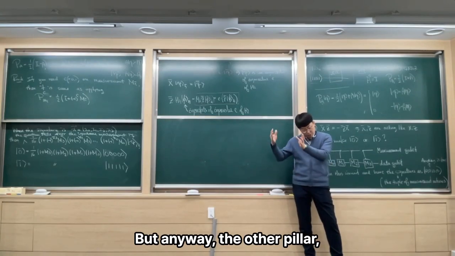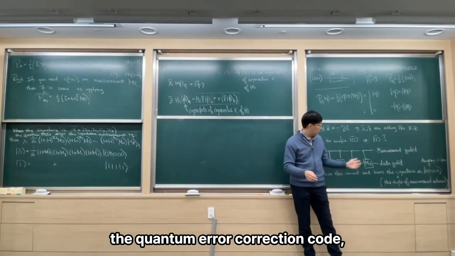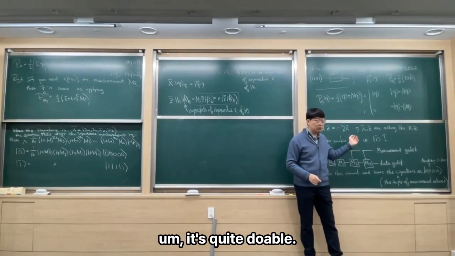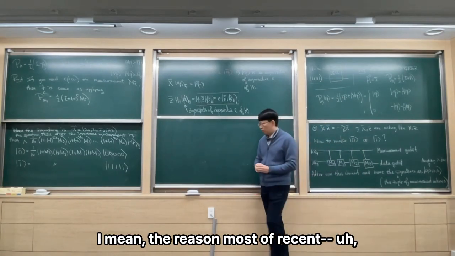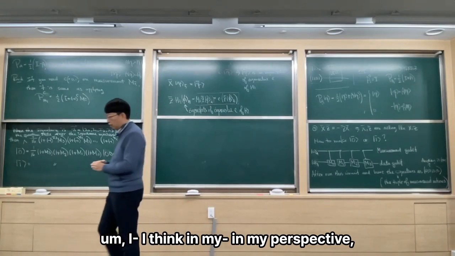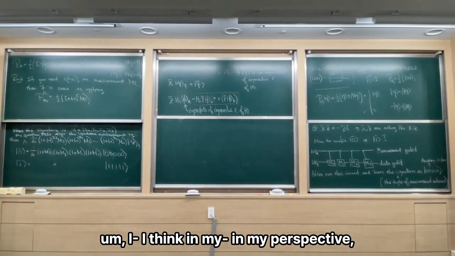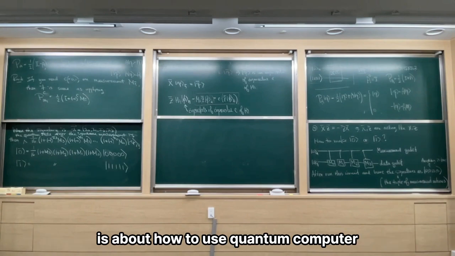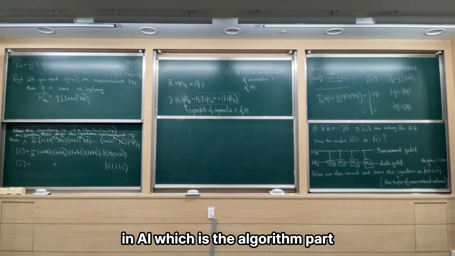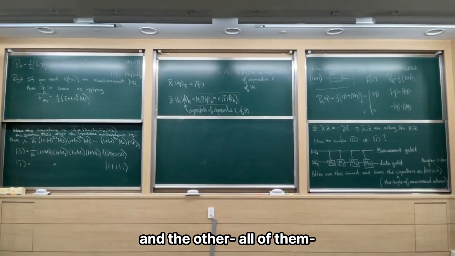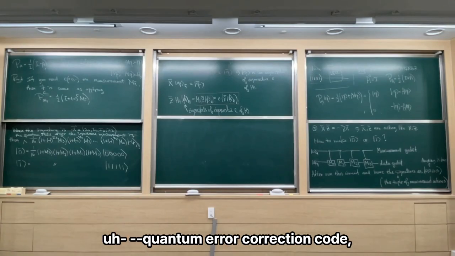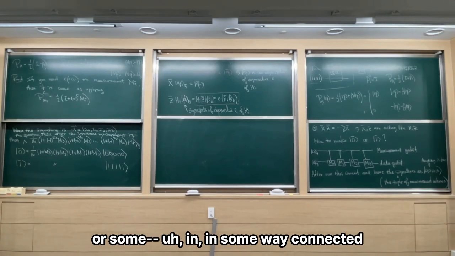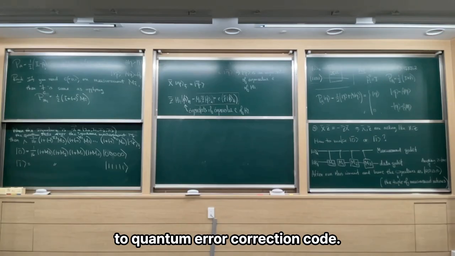But anyway, the other pillar, quantum error correction code, is quite doable. In my perspective, the recent research on quantum computing is about how to use quantum computers in AI, which is the algorithm part, and the other part is quantum error correction code, or in some way connected to quantum error correction code.